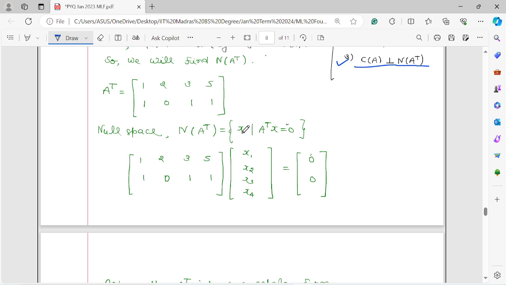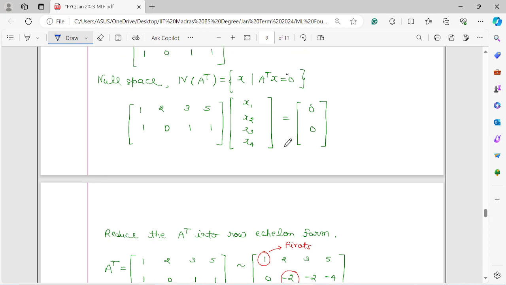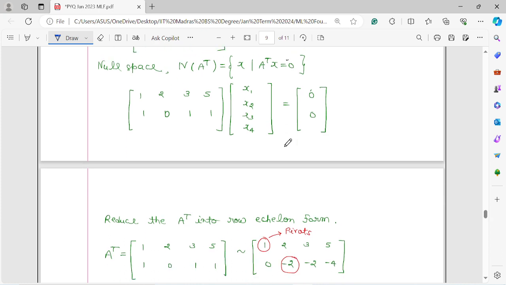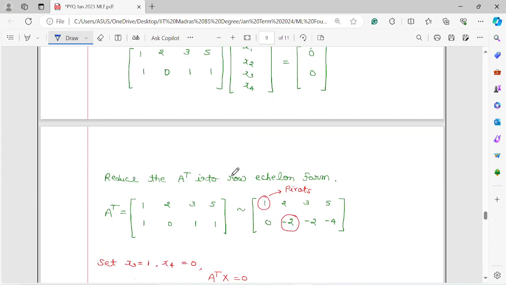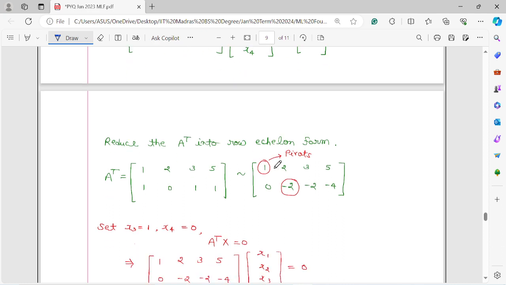And the null space is the set of vectors x such that A transpose x will be 0. So we will solve this matrix equation, 1 2 3 5 1 0 1 1 times x1 x2 x3 x4. To solve this system of linear equations, we will first reduce A transpose into row echelon form. I have converted it by row operations into row echelon form, and these two are pivot elements.